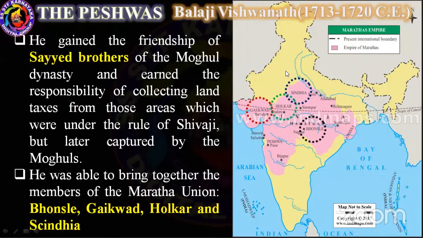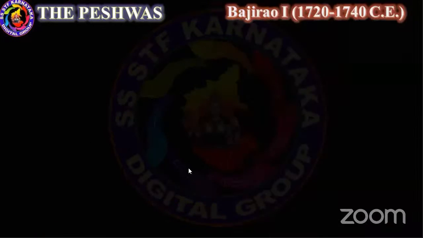These were also under the control of Prime Minister Peshwa and showing their loyalty toward the king. Gaikwad, Holkar, Scindia, and the Peninsular area. Regarding the achievements of Bajirao first and other issues of the Peshwas, we will discuss in the next class.